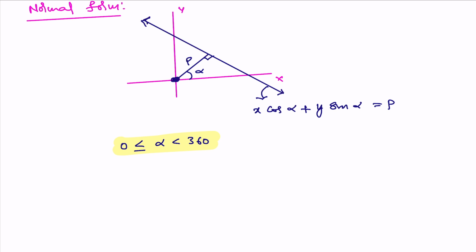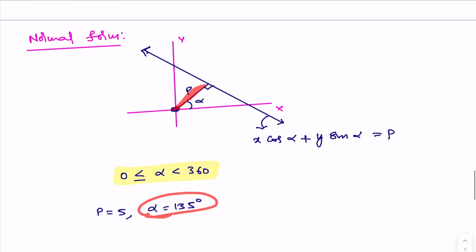Suppose they will ask a question like this. There is a line which is at a distance of 5 units from origin. That means p is 5. And the perpendicular makes an angle 135 degrees with x-axis. 135 degrees means somewhere the line will be like this, the perpendicular will come like this, right?